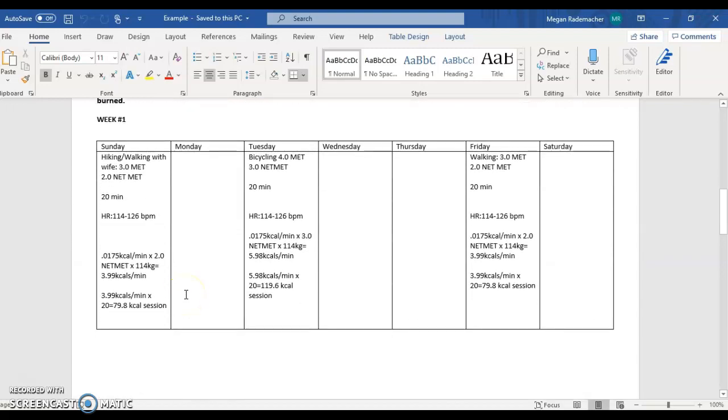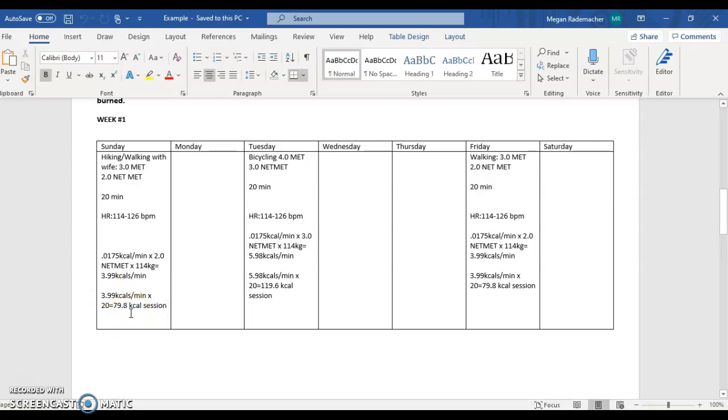So your 2-week plan should have looked like something like this. He wanted to do either hiking, biking, or walking with his wife on either Saturdays or Sundays. So we did it Sunday here. It's a 3 MET level activity, and so it's 2 net METs for 20 minutes. His heart rate range is listed here. I'm going to do my 0.0175 calculation, find out how many calories he's burning in his session, and list that information there.